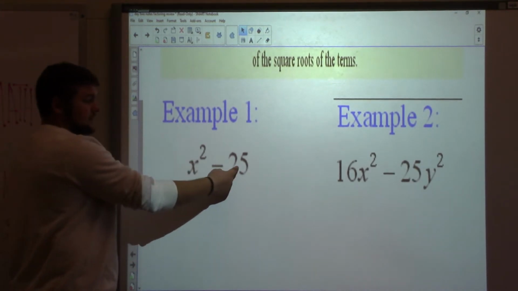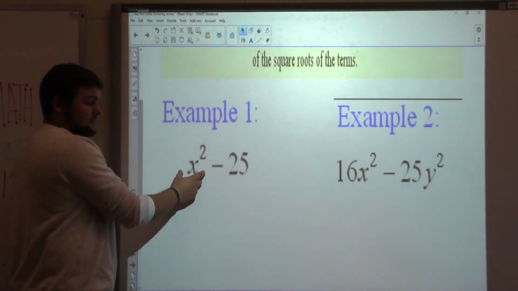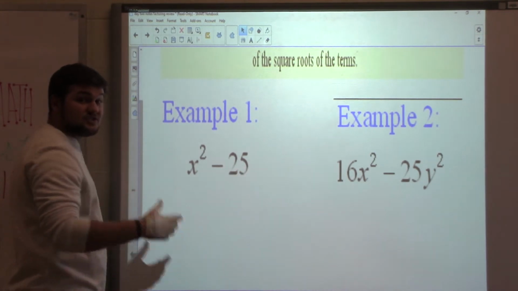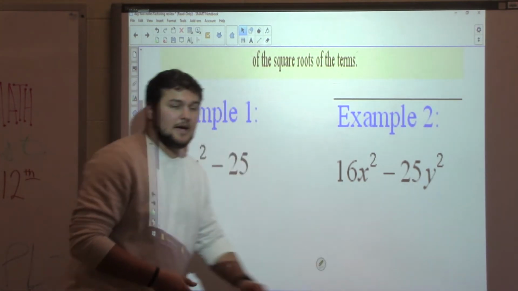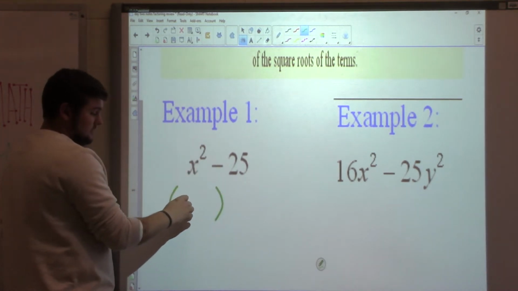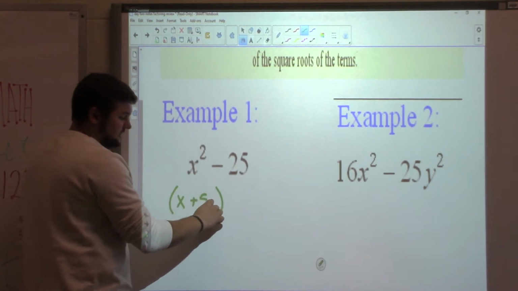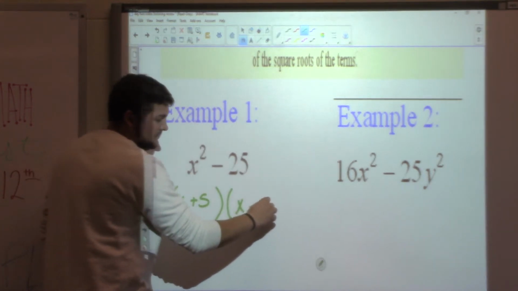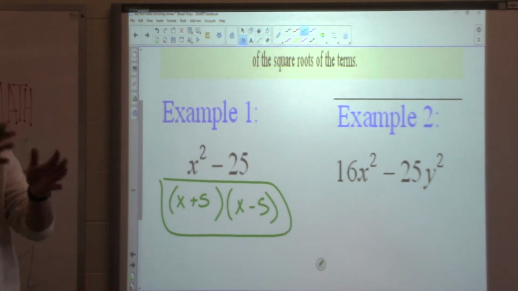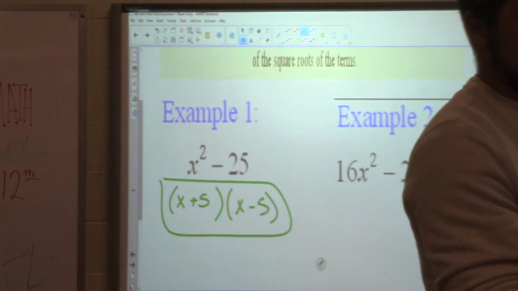Well, x squared minus 25. Difference, I have subtraction. X squared, is that a perfect square? Yes. Is 25 a perfect square? Yes. So then it's super easy to factor. What's the square root of x squared? X. What's the square root of 25? 5. So I get x plus 5 and x minus 5, and that's factored. I take the square root of both pieces. One of them I add, and one of them I subtract.